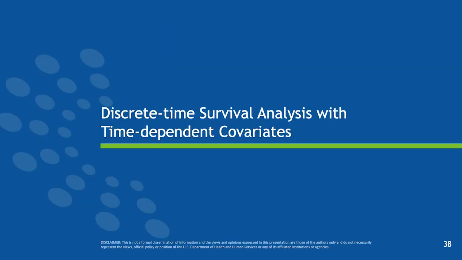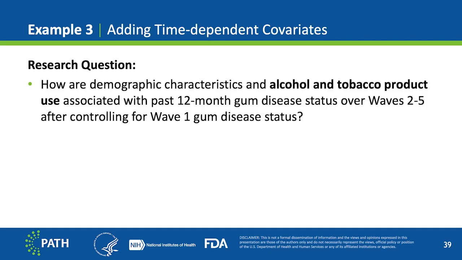Next, we would like to look at discrete-time survival with time-dependent covariates, also called time-varying covariates. From its name, you can surmise that these covariates vary across time. We selected alcohol and tobacco product use in wave 1 adults for the following 4 waves. We want to test whether they have an association with gum disease reported in the past 12 months. We also want to observe how demographic characteristics and alcohol and tobacco use correlated with disease onset after controlling for wave 1 results.